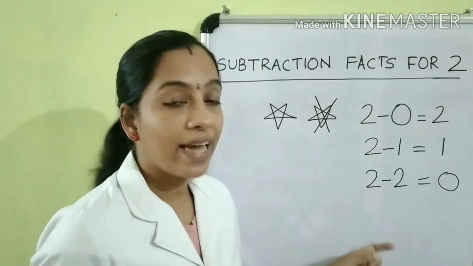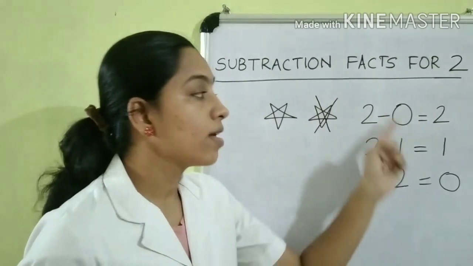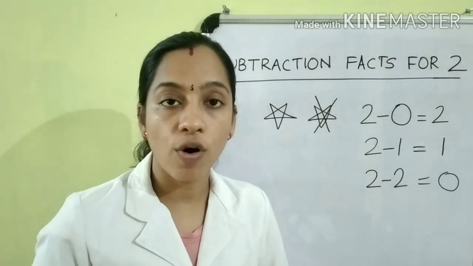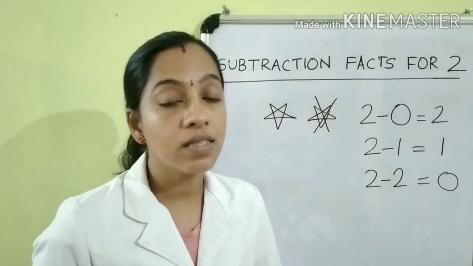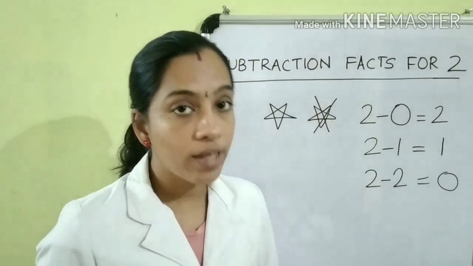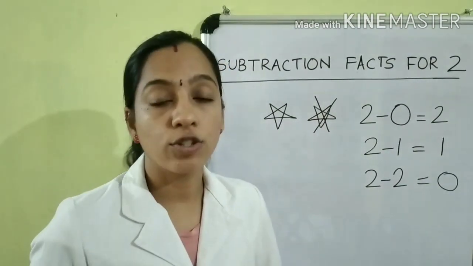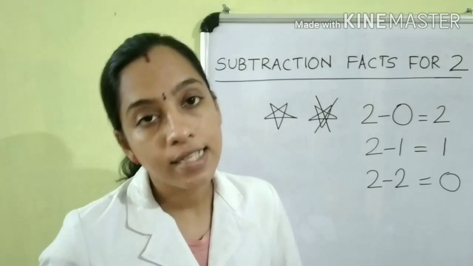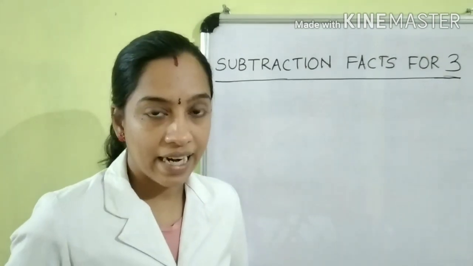Now we get 3 facts. So these are the subtraction facts for the number 2. That is, the number 2 has 3 subtraction facts. 2 minus 0 is equal to 2. 2 minus 1 is equal to 1. And 2 minus 2 is equal to 0. Is it clear? Okay, children.